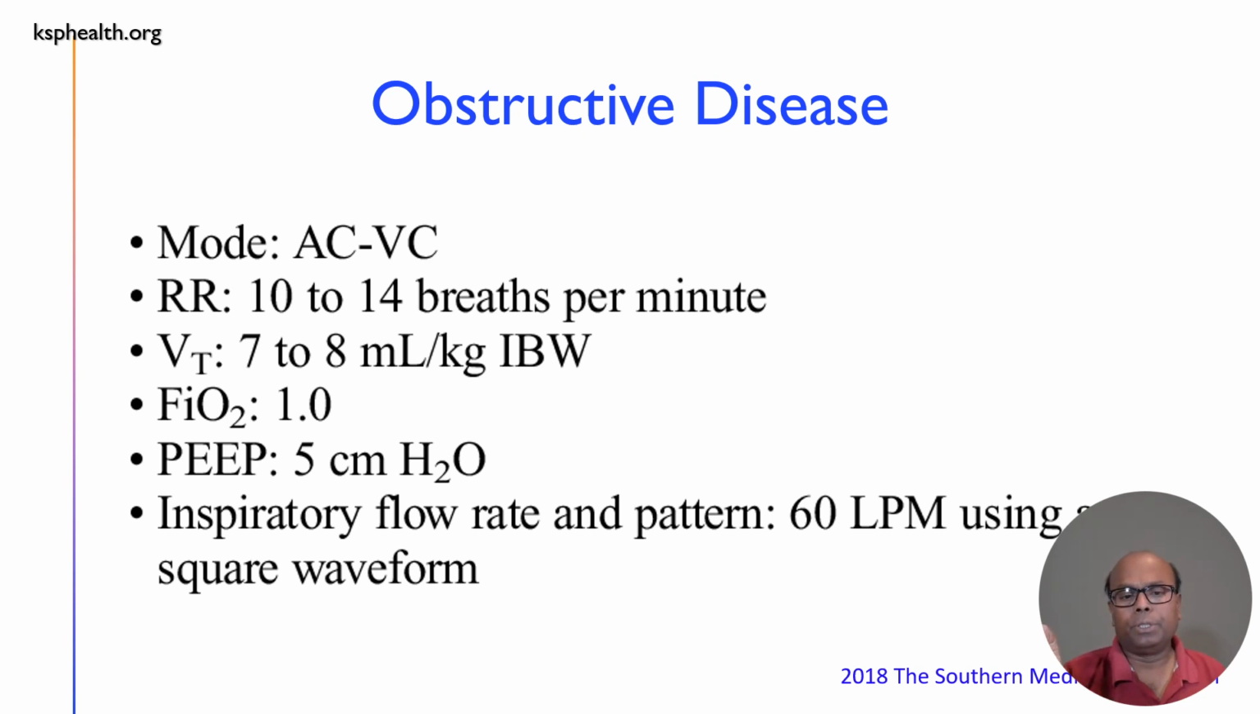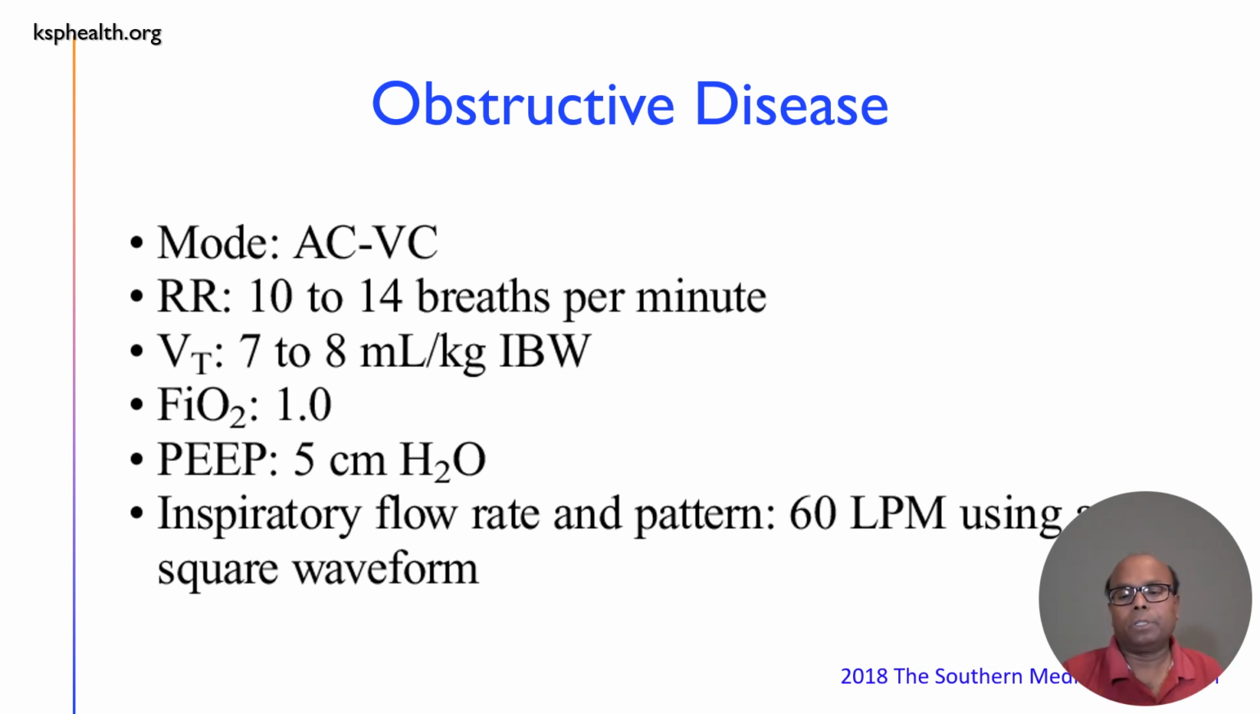In obstructive disease, again, assist control, volume control, you see the respiratory rates are lower. So important points in obstructive airway disease: decrease the rate, decrease the tidal volume, prolong the expiration time, decrease the inspiratory time. Start with FiO2 100% and wean as quickly as possible. And PEEP is an important element in obstructive airway disease.